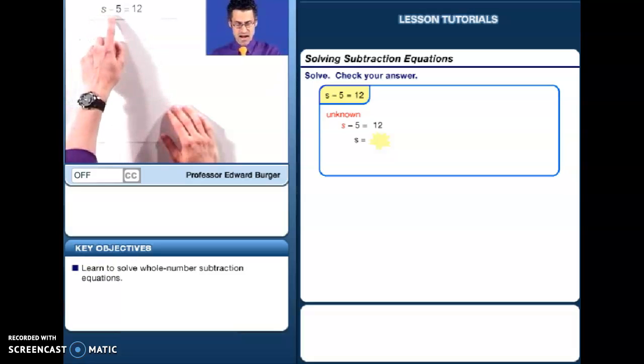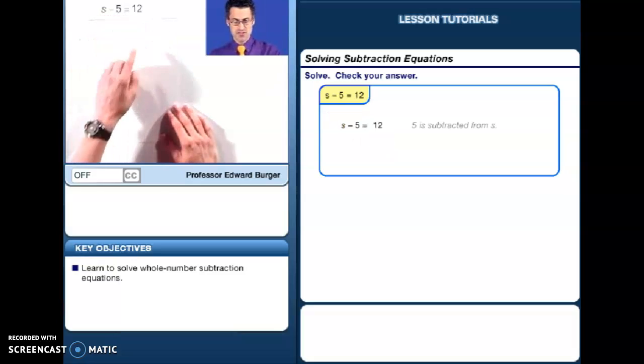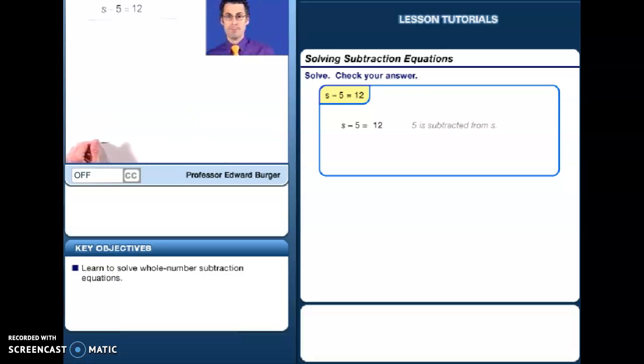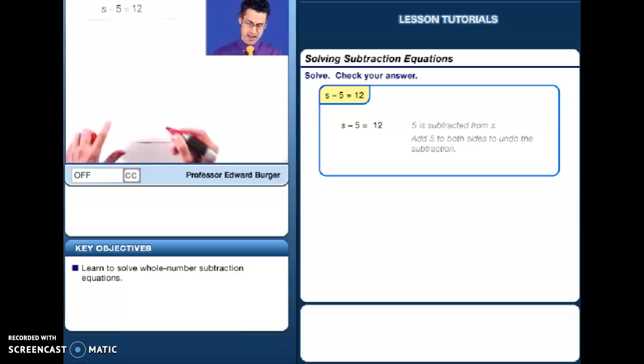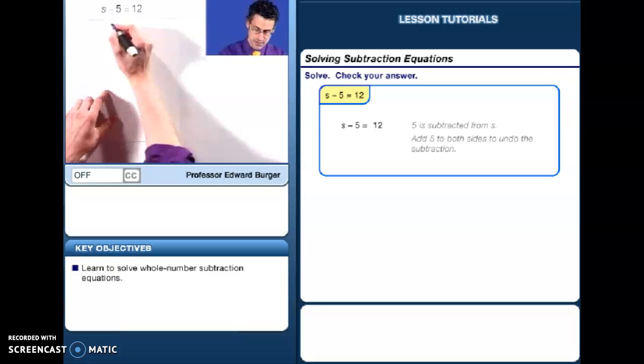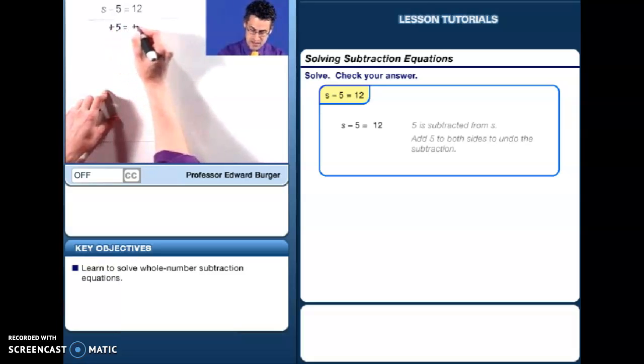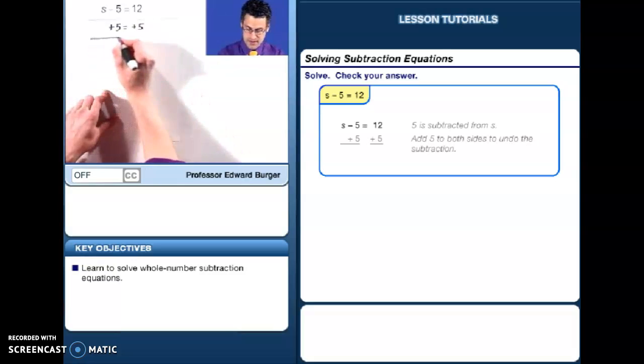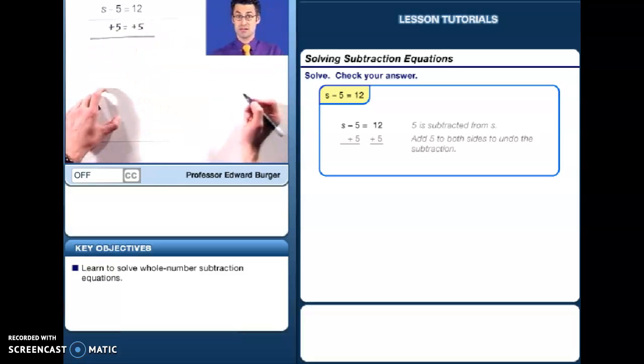Well, here this is S minus 5 equals 12. So how do I get rid of the minus 5? I undo that by adding 5. Now, if I add 5 to the left-hand side, to keep the scales of balance perfect, I have to add it to the right.